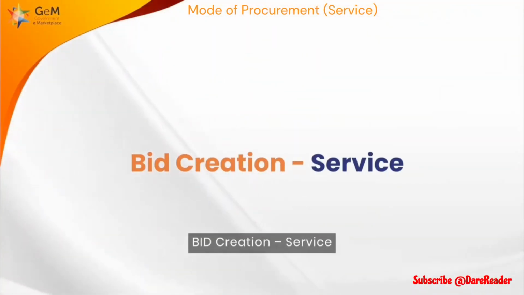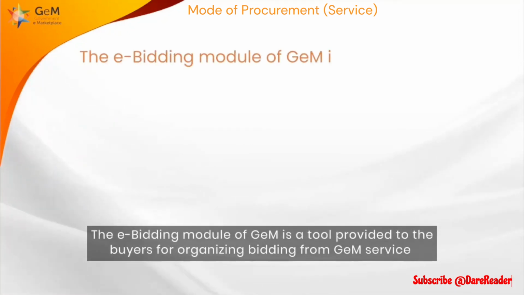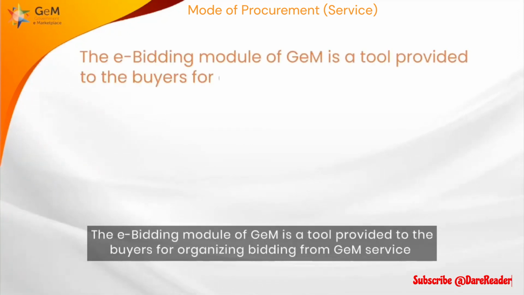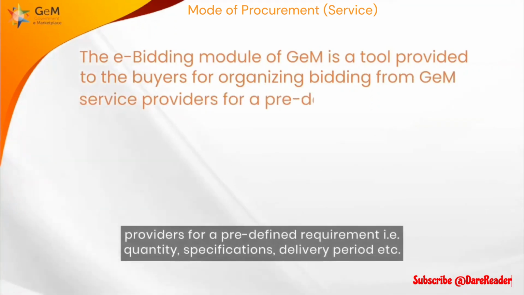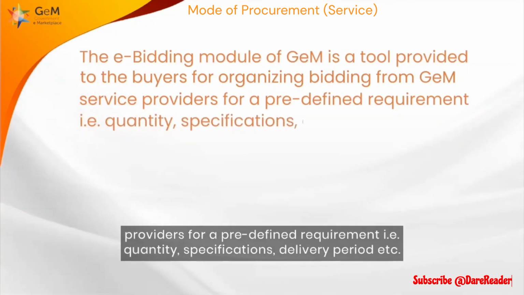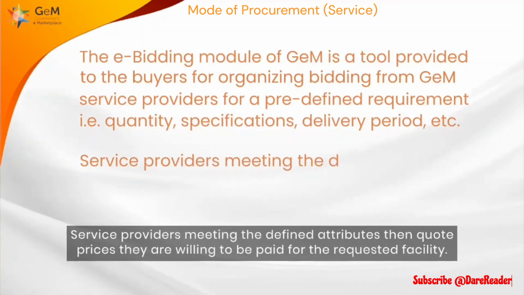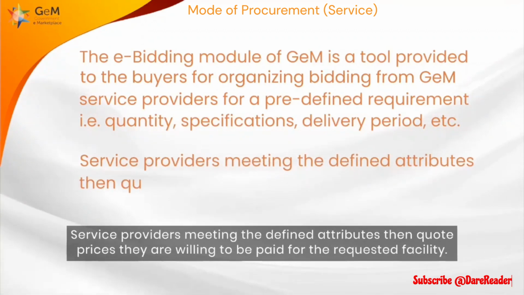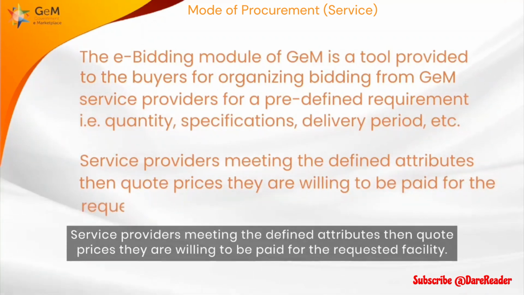Bid creation service. The e-bidding module of GeM is a tool provided to the buyers for organizing bidding from GeM service providers for a predefined requirement, that is quantity, specifications, delivery period, etc. Service providers meeting the defined attributes then quote prices they are willing to be paid for the requested facility.